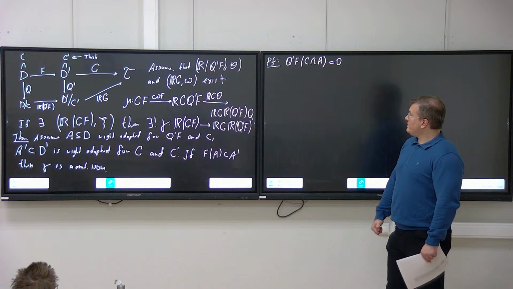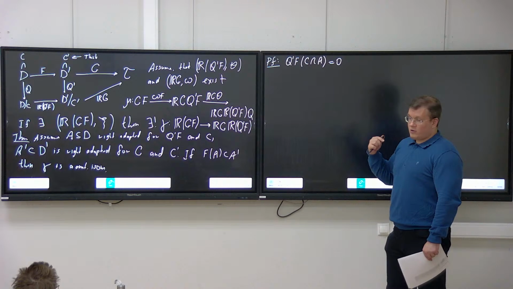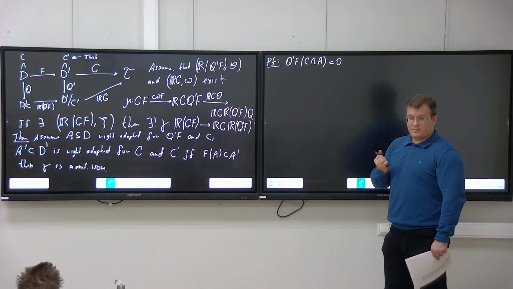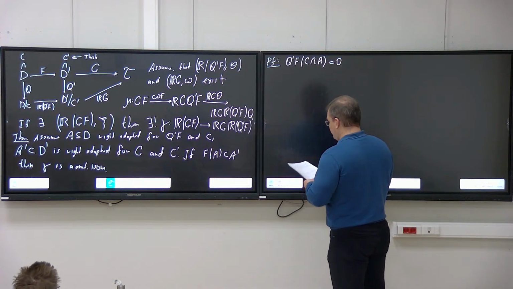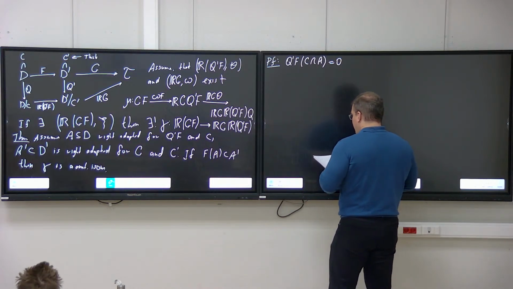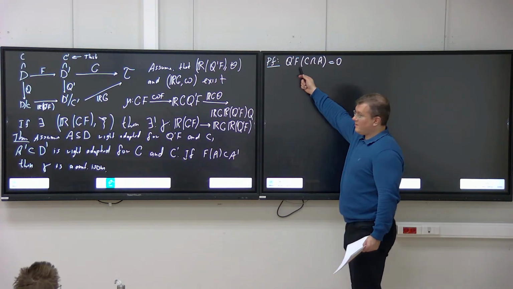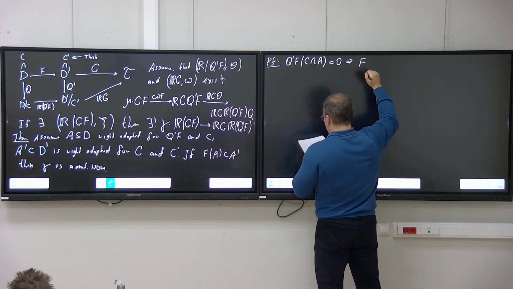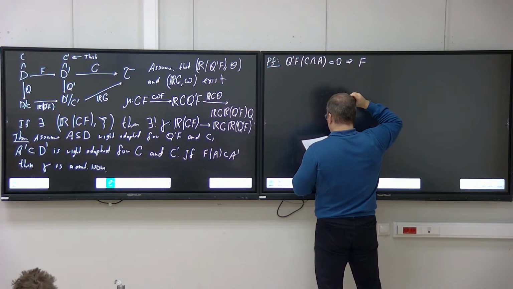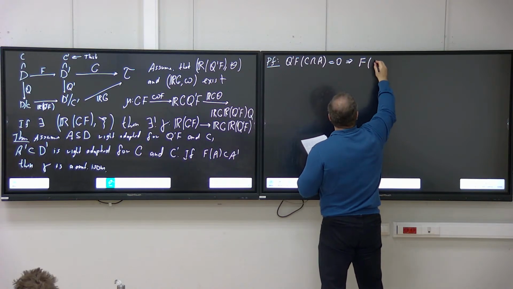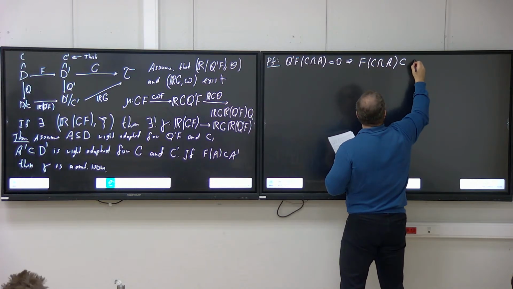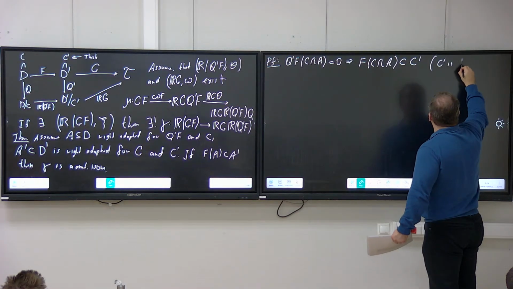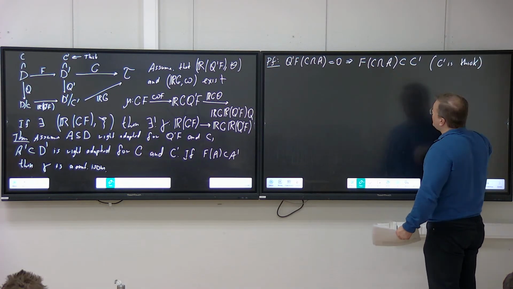Well, we know that C intersect A, since A is adapted for C and for F, is in the kernel of the functor F, right? So if you apply this composition, you get 0. Well, it's the kernel of functor F, F of the C intersect with A, right? So this is something in the... okay.